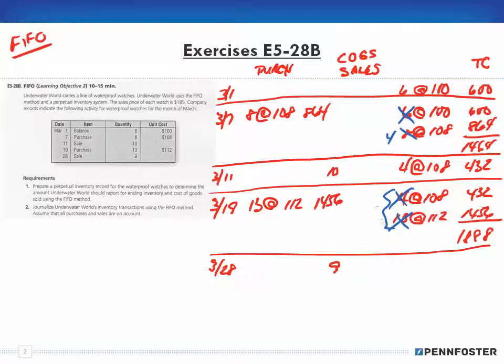All right. So I have to get rid of 5. I get rid of 4, and that means I have 5 left to remove, so I have 8 left at 112. So 8 times 112 is $896 as the bottom line for my cost of inventory.